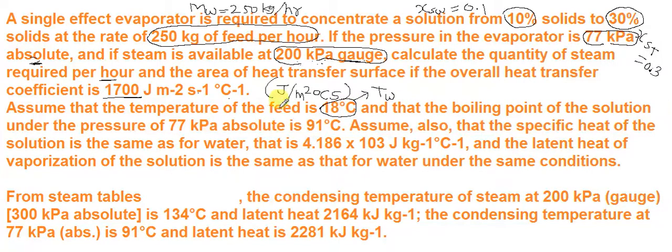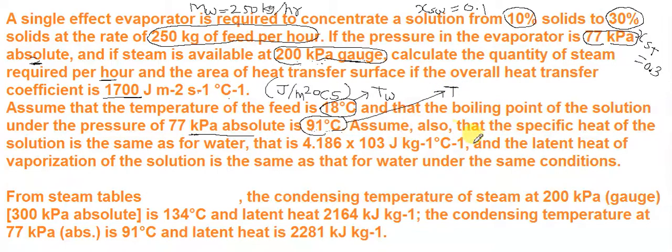The boiling point of solution under a pressure of 77 kilopascal absolute is 91 degrees Celsius. So they have given that the temperature in the evaporator is 91 degrees Celsius. This will be our T value, the temperature of the evaporator, 91 degrees Celsius.